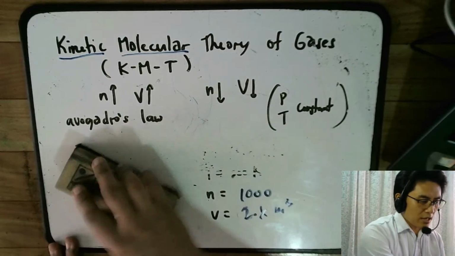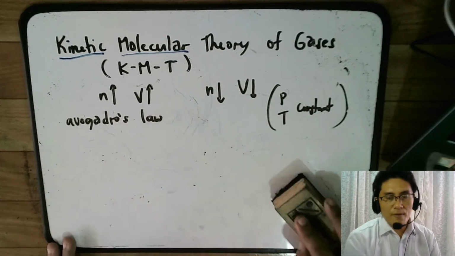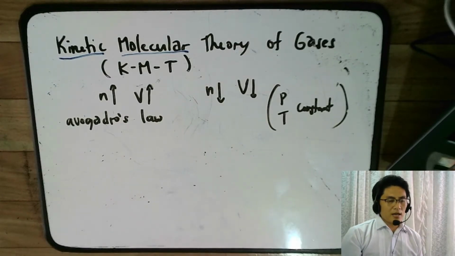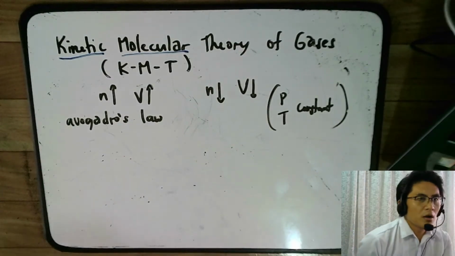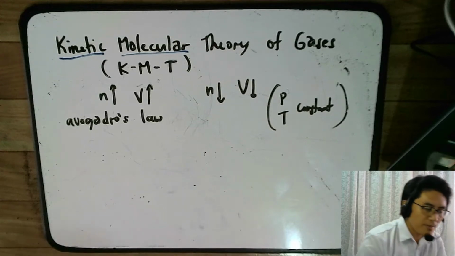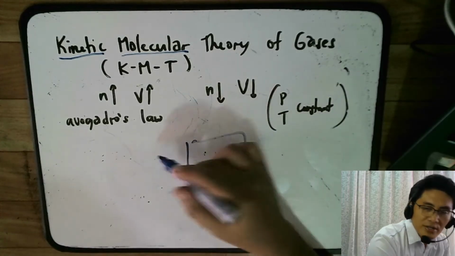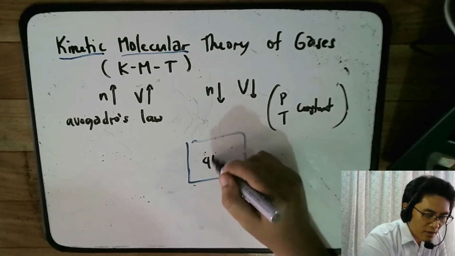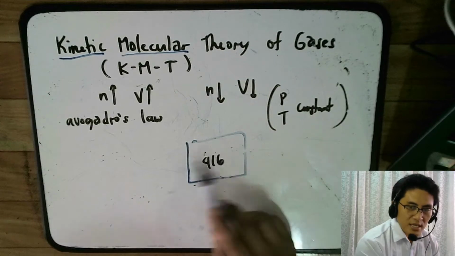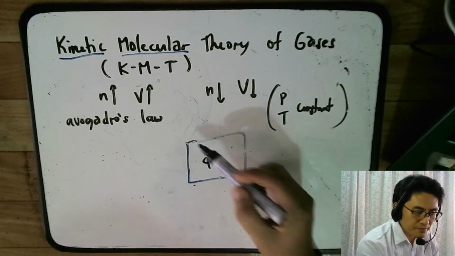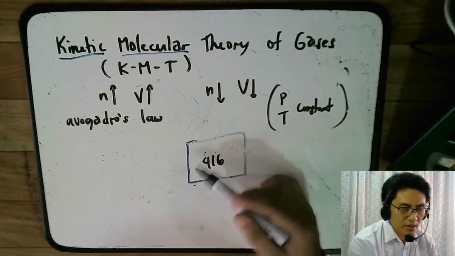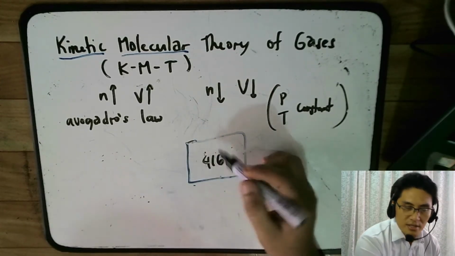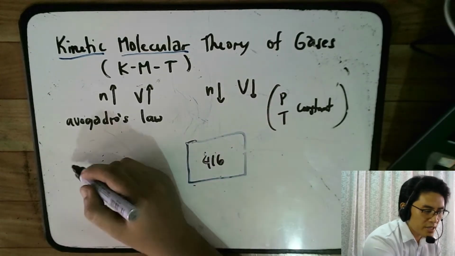Now let's take a look at how we can think about this from the perspective of the kinetic molecular theory. So again, the idea here is similar to the idea of pressure inside the container and pressure outside the container. So originally, let's say you have 416 particles inside. Those 416 particles hit the wall and produce a certain pressure.